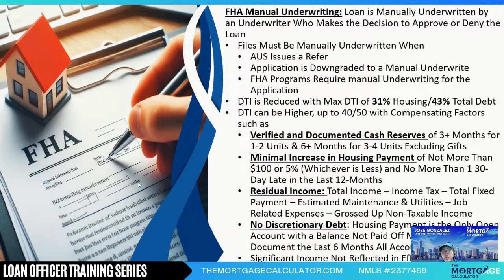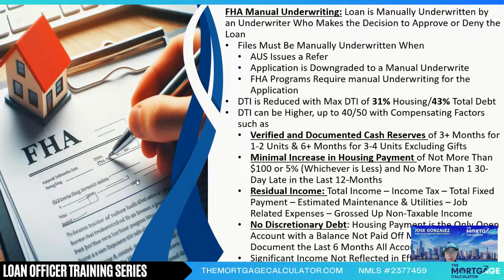First one would be that you run it through automated underwriting and you receive a refer, whether it be refer with caution or refer eligible or refer ineligible. It is still a refer, meaning the system cannot fully assess the risk and cannot provide a findings. Please also note that a manual underwrite, and this one is sort of a redundancy, is required when an application is downgraded to a manual underwrite. Now we're going to get into some of the scenarios where they get automatically downgraded in the next slide. And when FHA programs require manual underwriting for the application, depending on the program type.